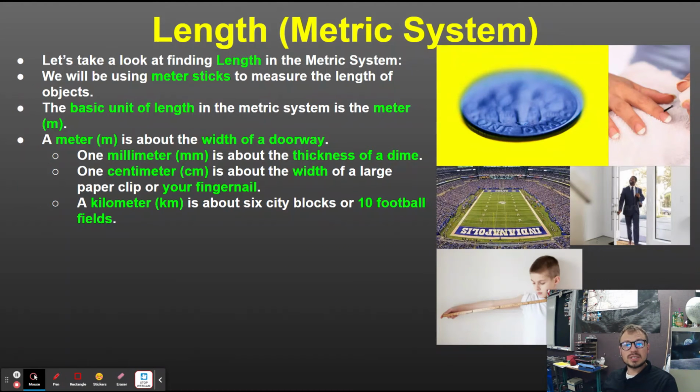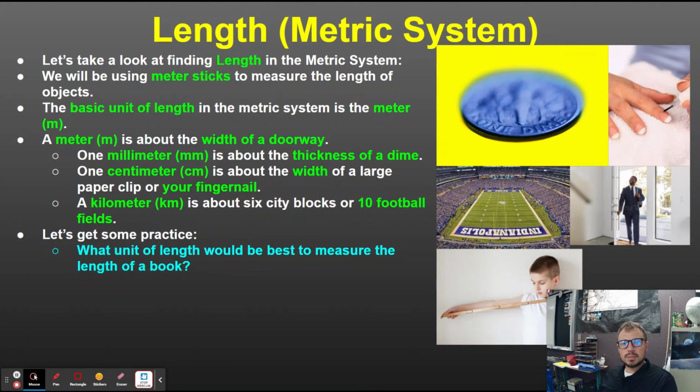A kilometer is about 6 city blocks or 10 football fields. So it's easy to visualize a football field and say, okay, if you walk 10 of those, you've walked 1 kilometer. It's just over half a mile. So let's practice using these units.